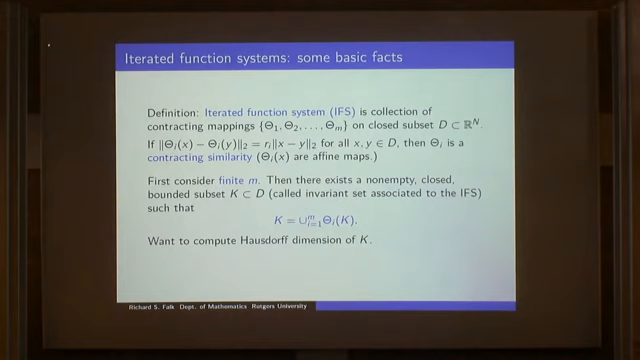Okay, if you have this particular setup, and you have a finite number of the maps, then it turns out there's a non-empty closed bounded subset K in D. This is called the invariant set associated to the iterated function system, such that K is the union of everything you get when you take the maps applied to K. So that's where the name invariant comes from. And what you want to do is compute the Hausdorff dimension of sets like this.